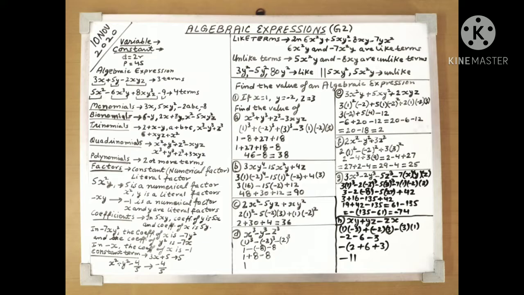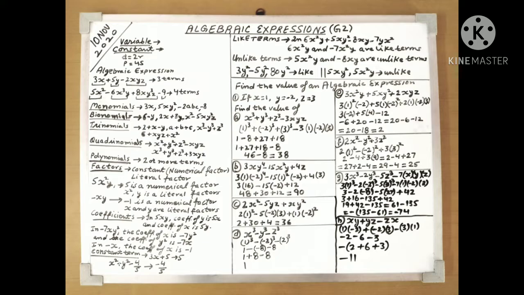Okay? Suppose we have an algebraic expression 6x square y plus 5xy square minus 8xy minus 7yx square. Then we have 6x square y and minus 7yx square as like terms, whereas 5xy square and minus 8xy will be unlike terms. Same way we can say that 3y square, minus 5y square, 80y square, these are all like terms because they have the same literal y square.